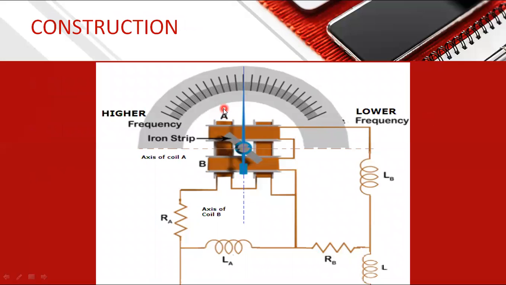We can also have LB here, RA here, LA here, RA here, LB here, RB here. But in such a case, your pointer for higher frequency will tend to move in a clockwise direction. So this side we have to mark as higher frequencies, and this side we should mark as lower frequencies. So there is no hardcore rule that we should arrange only in this manner. We can arrange in any manner, but we have to change the calibrated scale, readings and indications.